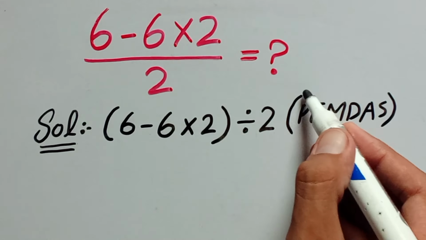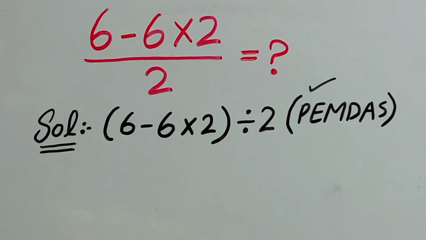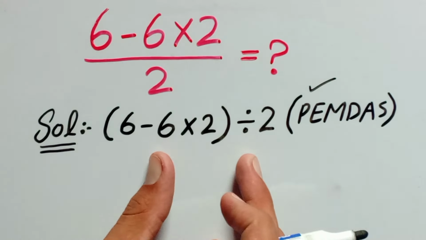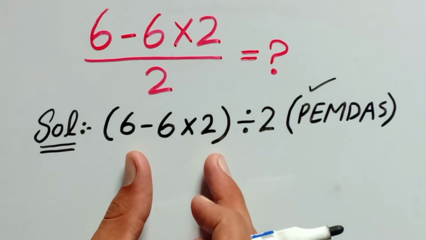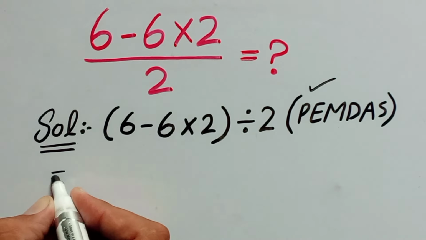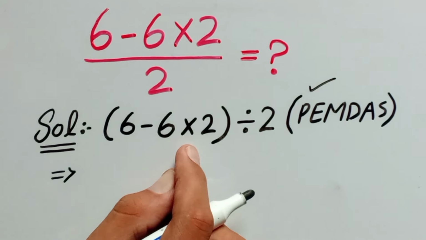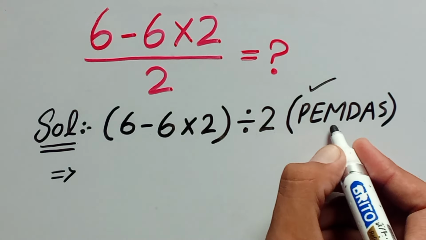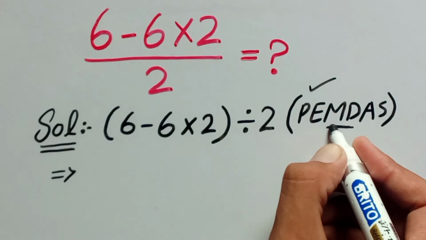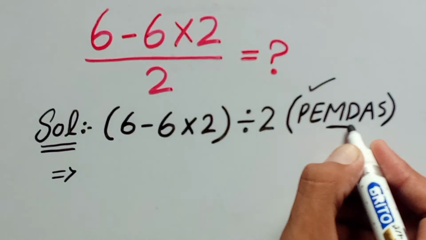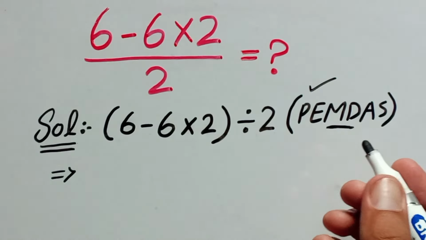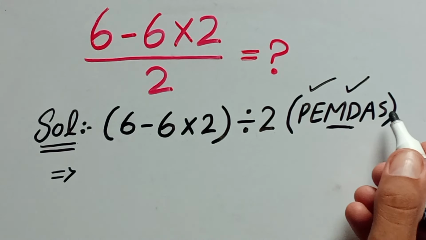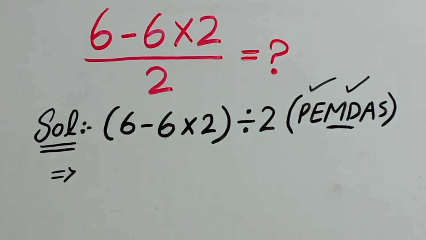In PEMDAS, parentheses have higher priority than other operations. So in this fraction question I will solve the parentheses first. Here in the parentheses one multiplication and one subtraction are present. In PEMDAS, multiplication and division have equal priority and we have to go from left to right. But remember guys, multiplication and division have higher priority than addition and subtraction.